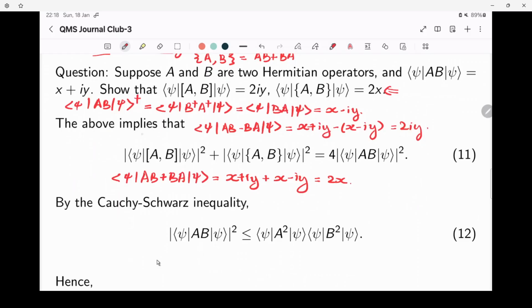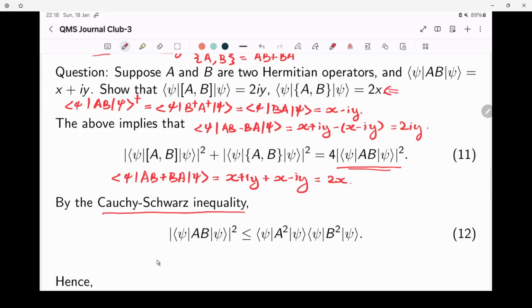So now the above implies that when your commutator term is added to the anti-commutator term, it will be 4 times AB. You can verify this by plugging in all the terms 2x, 2iy, and x plus iy into the left side and the right side to verify that equation 11 is true. But now what interests us is to derive the Heisenberg uncertainty principle. So you need to apply the Cauchy-Schwarz inequality on this part.